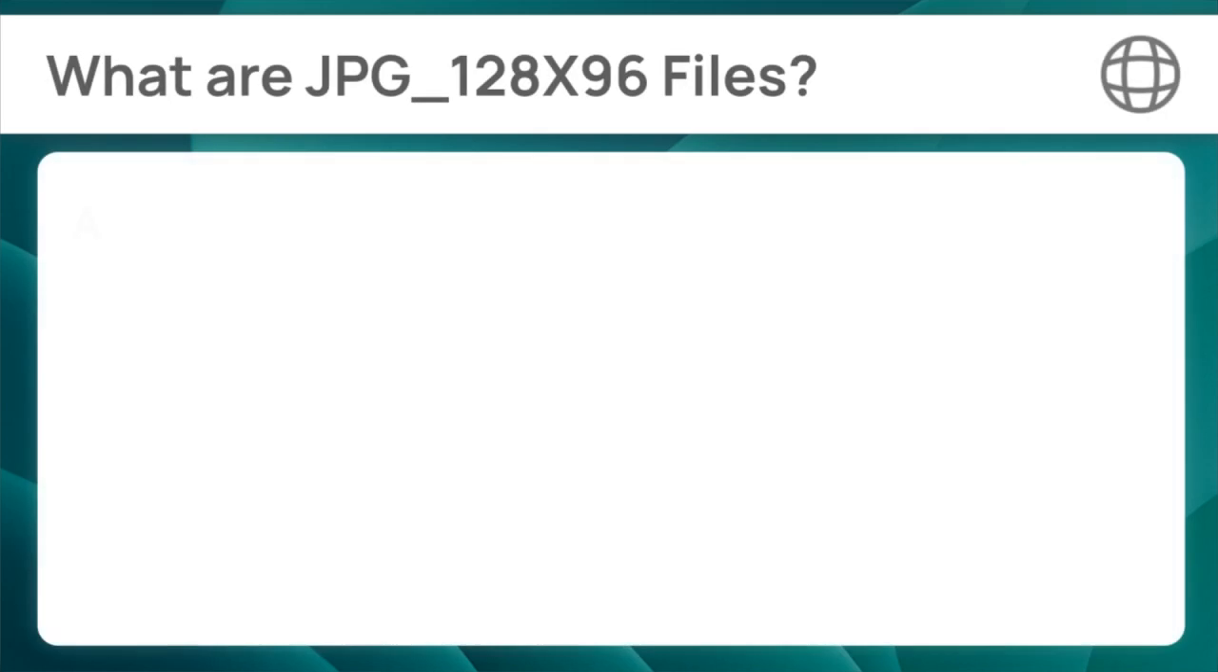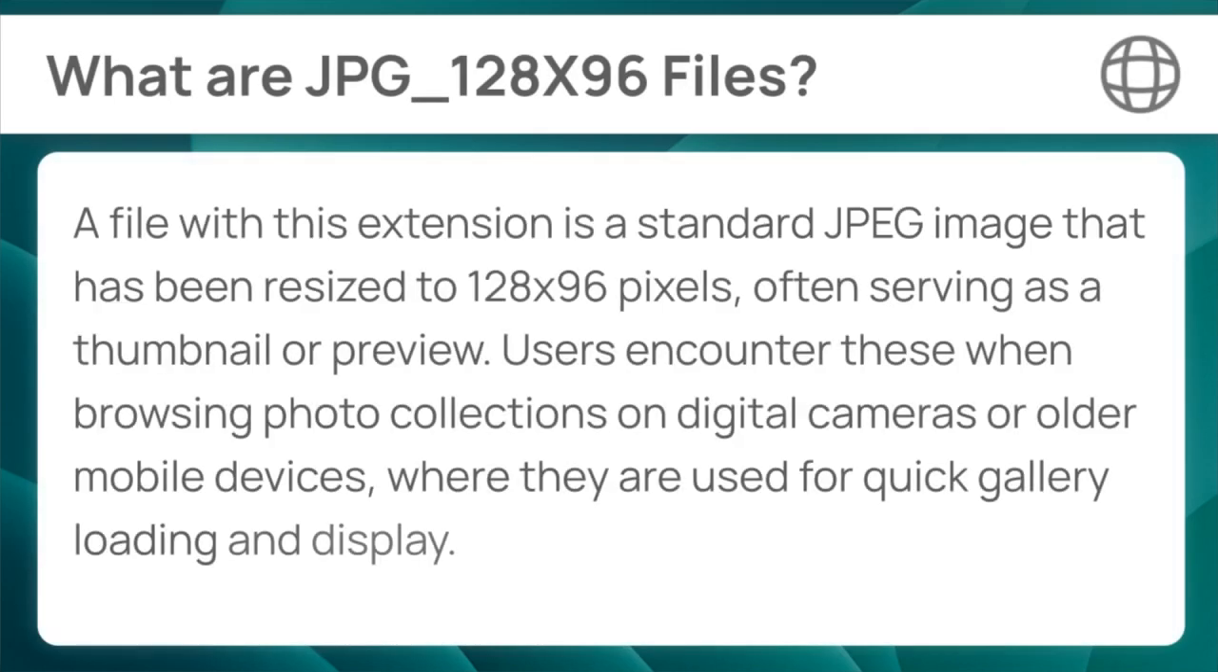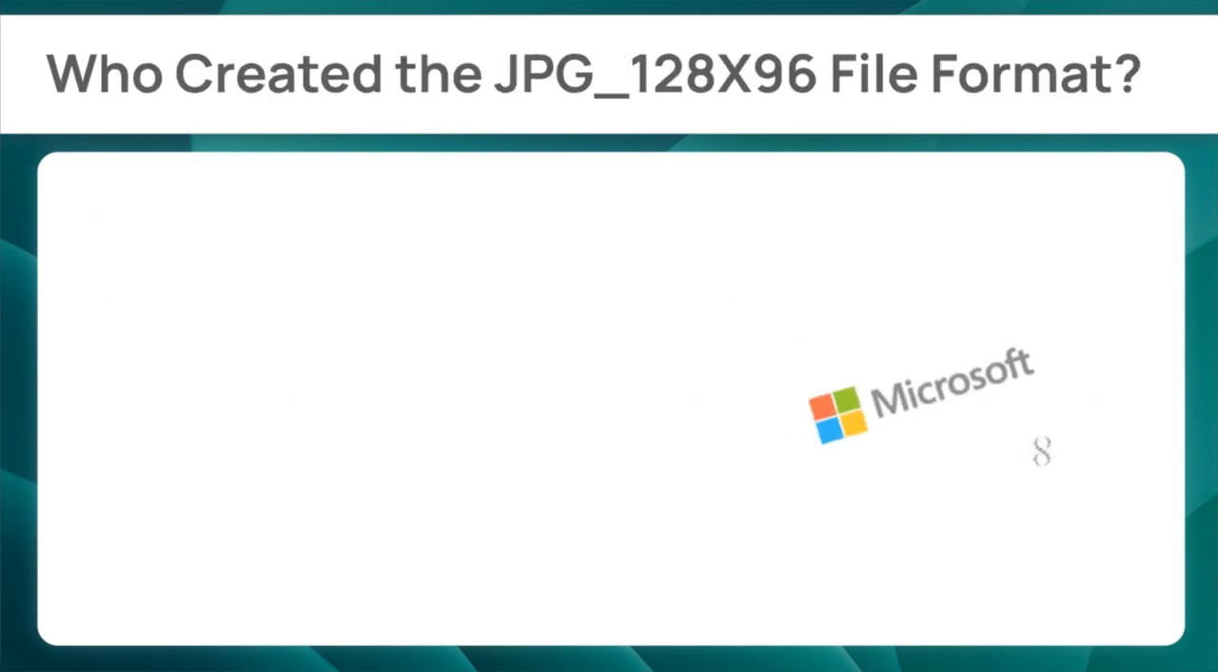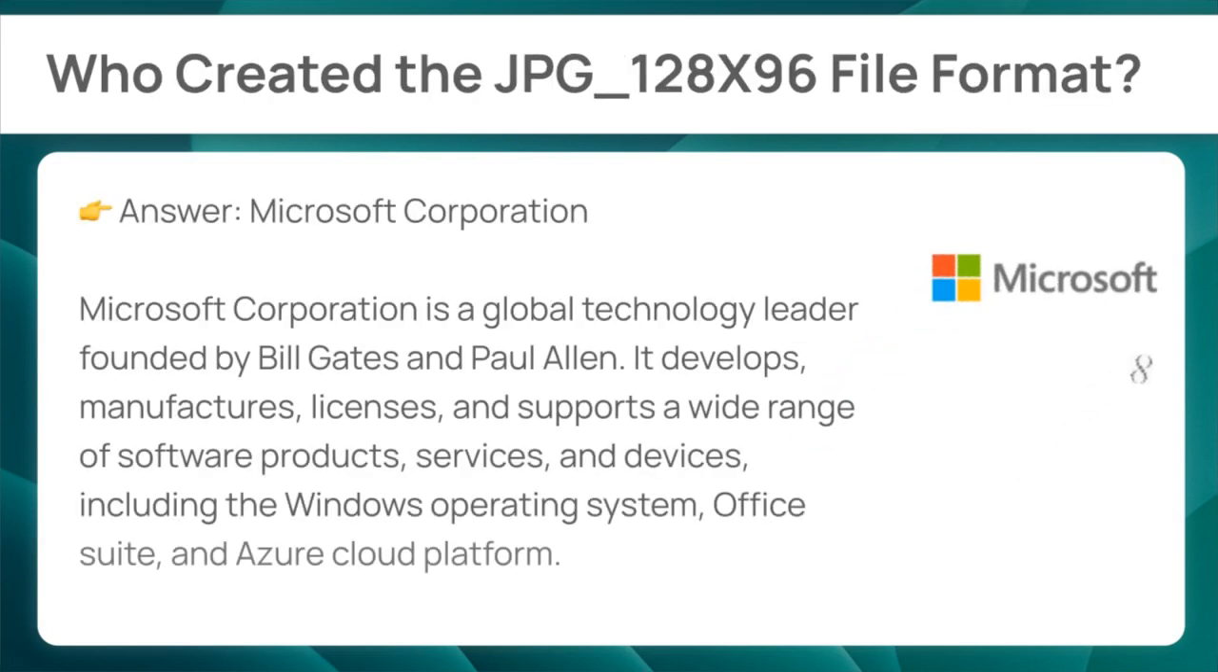A file with this extension is a standard JPEG image that has been resized to 128x96 pixels, often serving as a thumbnail or preview. Users encounter these when browsing photo collections on digital cameras or older mobile devices, where they are used for quick gallery loading and display.